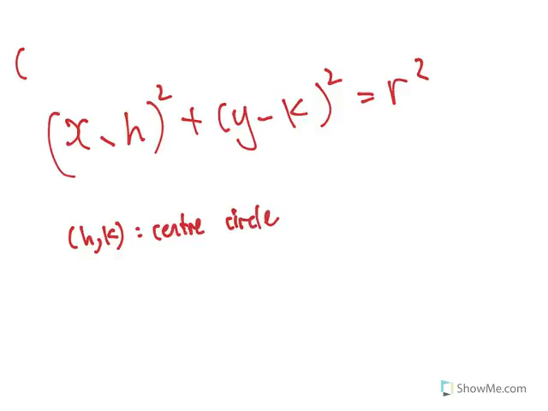R is the radius. And in this form, r square must be positive, so the radius cannot be negative. Okay, this is the factorized form, right? If it's in the expanded form, you will look something like this.